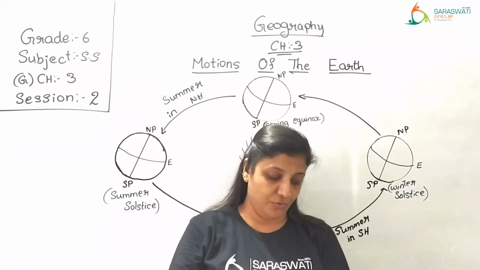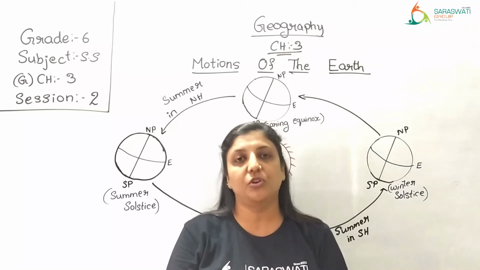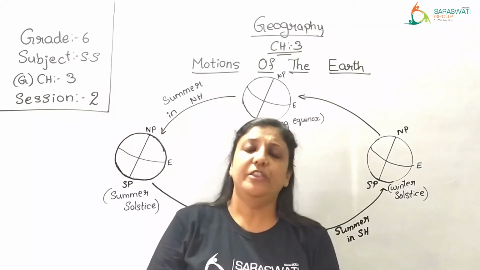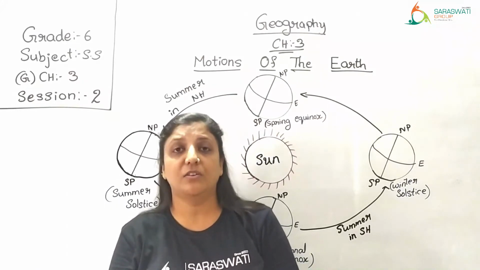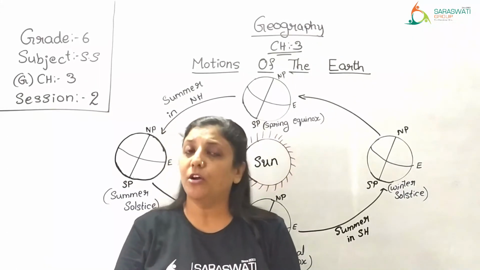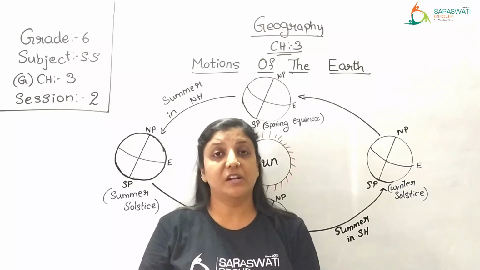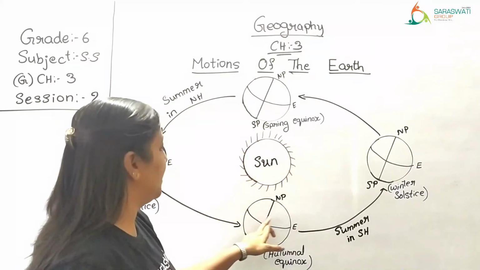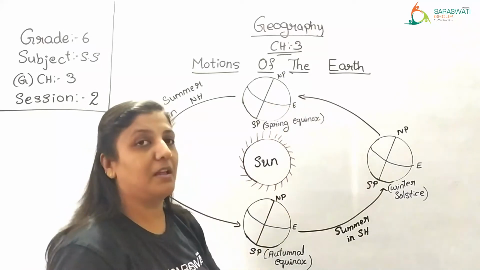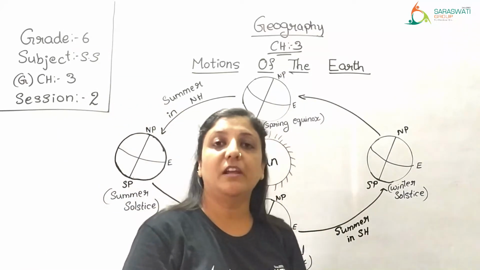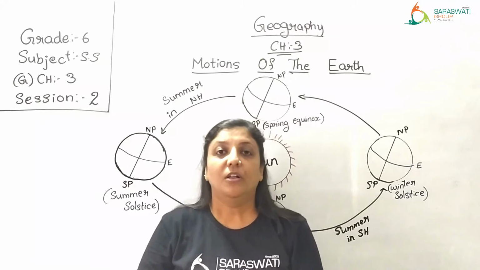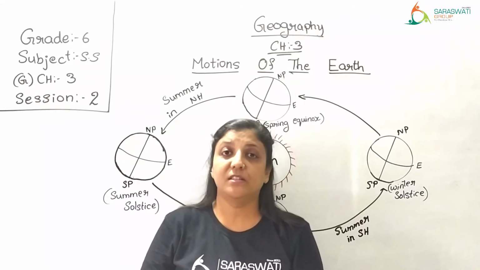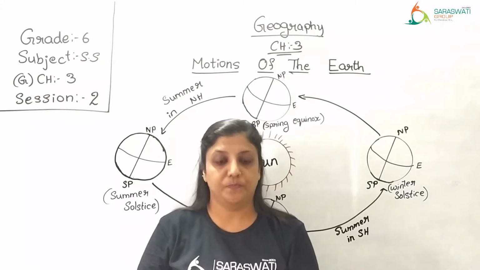distribution of heat over the earth. This you already know. On the equator, the heat received is maximum because it gets direct rays of the sun. See, all the parts, the equator will get direct rays of the sun. So places near the equator will have a lot more heat than the places which are away from the equator.